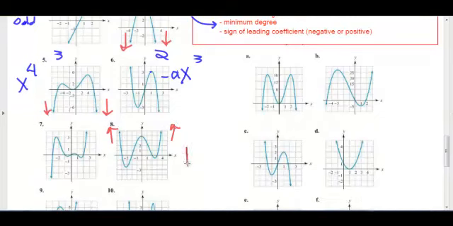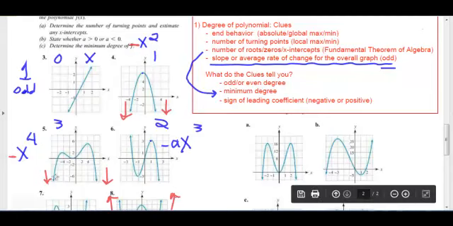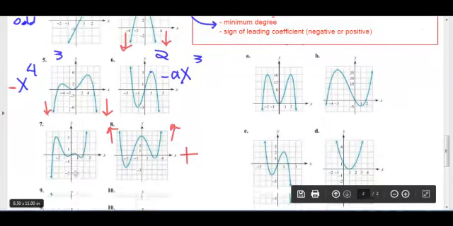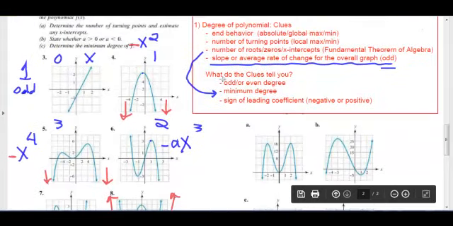So that would be a positive. When they both go up, you have a positive graph. When they both go down, your leading coefficient is going to be negative. So this is an x squared, or quadratic, and it's going down, so they're both negative. This is a 4th degree, they're going down, so they're both negative. Here they're both going up, so we know it's positive. Those are the clues that give you the sign of the leading coefficient.